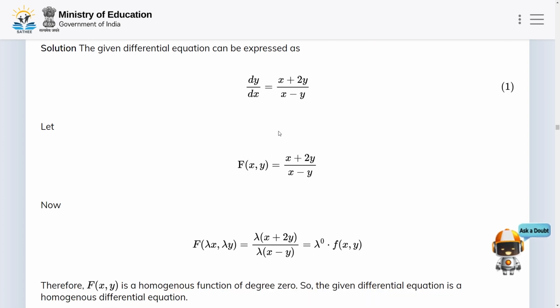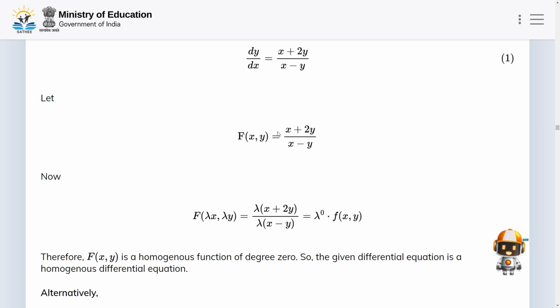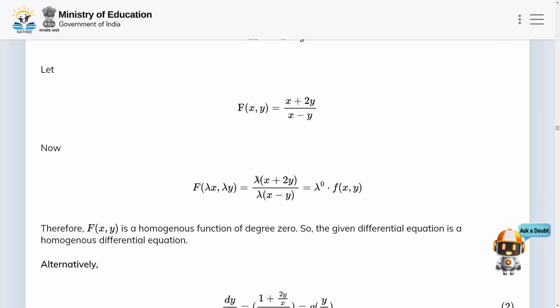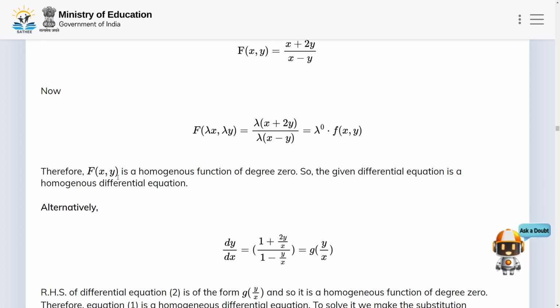Okay, let's see. Substituting, you will get lambda common from the numerator as well as from the denominator. You can cancel your lambda, which means that lambda power is 0. This means it is a homogeneous differential equation. Okay, I hope it is clear. So capital F(x, y) is a homogeneous function of degree 0. So the given differential equation is a homogeneous differential equation. Clear?